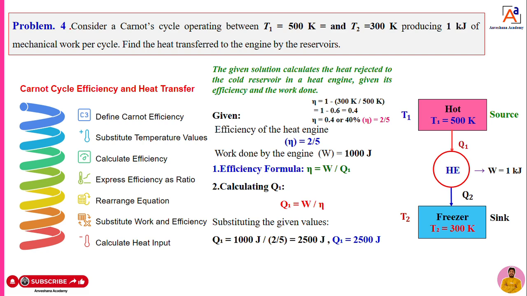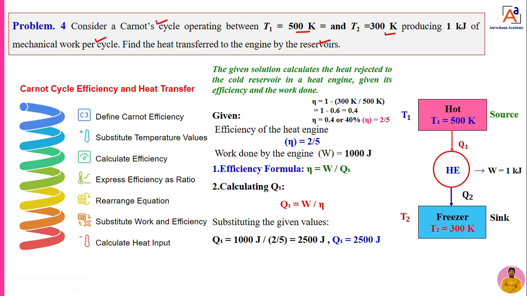Okay, so now I will read the problem first. Consider a Carnot cycle operating between temperature T1 is equal to 500 Kelvin and T2 is equal to 300 Kelvin, producing 1 kilojoules of mechanical work per cycle. Find the heat transferred to the engine by the reservoir.